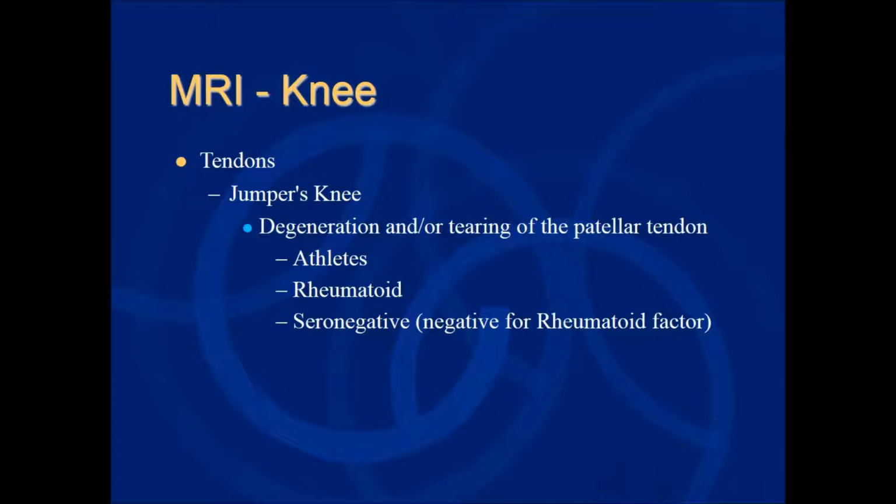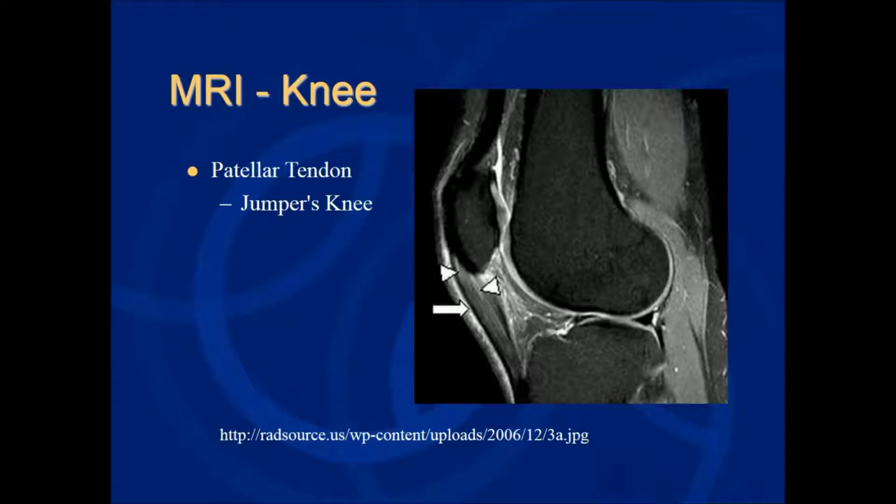The first entity we'll discuss is called jumper's knee. This is a degeneration or partial tearing of the patellar tendon. You can see this in athletes, patients with rheumatoid arthritis, and other seronegative or non-rheumatoid arthritides. This sagittal fat-saturated fluid-sensitive sequence is showing that there is diffuse thickening and abnormal increased signal of the patellar tendon, most prominently proximally, and it's important to note that the patella shows normal signal and normal cortication at the inferior pole of the patella. Jumper's knee.